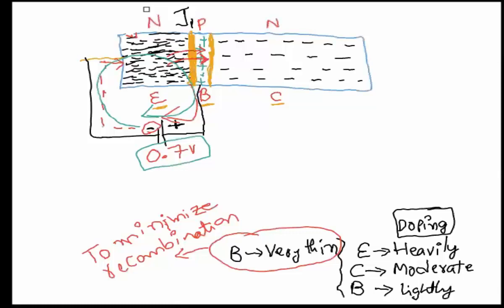Then what do you think for PNP? Negative 0.7. As I mentioned, PNP is exactly opposite to the NPN. So if the base requires positive for NPN, then PNP requires a negative. So the base emitter junction must be forward bias.